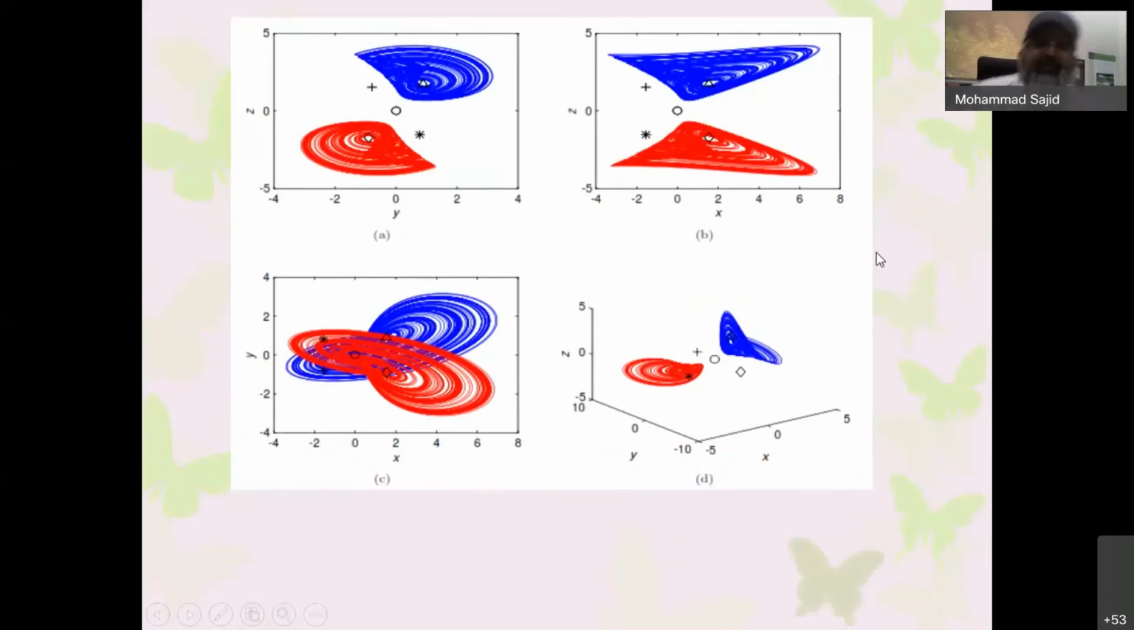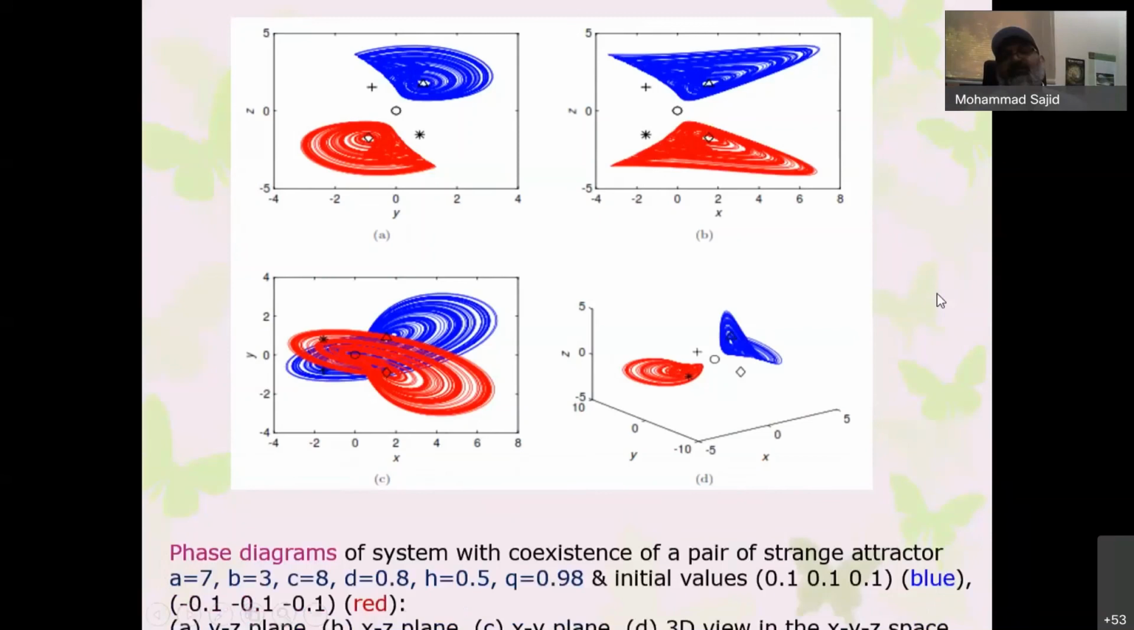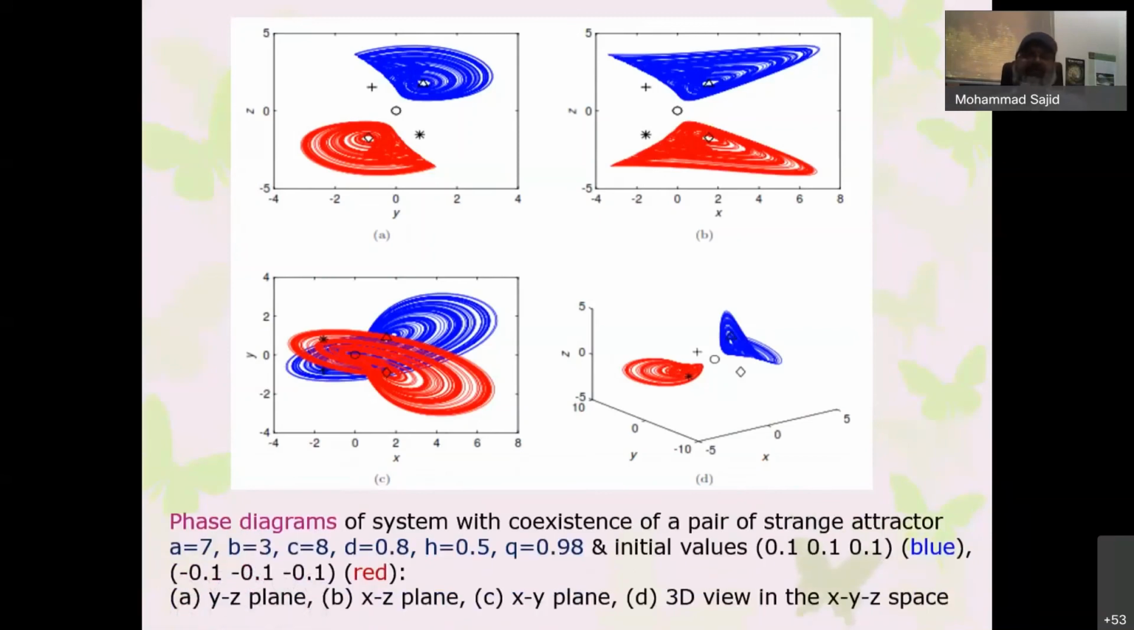So we will see something. Based on some parameters we have chosen, now we have a fractional order system, and based on it we have these pictures. Here we see the phase diagram of the system with a coexisting pair of strange attractors: A equal to 7, B equal to 3, C equal to 8, D equal to 0.8, H equal to 0.5, q equal to 0.9. Using different initial values, blue and red, we can plot in different ways, and we get this attractor in the fractional system. And inside that there is a chaotic situation.